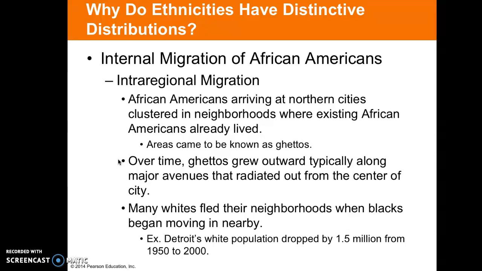Over time, as more African Americans moved into these northern cities to work in the factory manufacturing jobs, the ghetto started to grow outward, usually along major avenues that came from the center of the city. At this point, something called white flight happened. We talked about that a little bit earlier this year as well. That's when people began to leave the neighborhoods because they were afraid, because they were deeply racist. Detroit's white population dropped by 1.5 million from 1950 to the year 2000. So as more African Americans began to move into their neighborhoods, white people moved out.